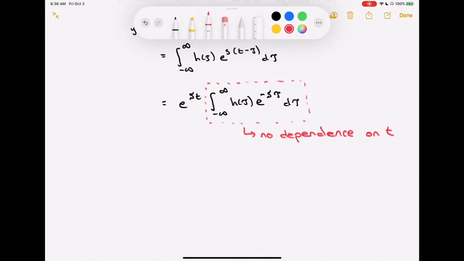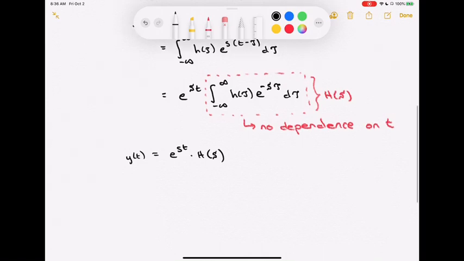And so we will go ahead and write this as a constant with respect to time, but a function of the frequency s. So let's let this whole piece here, that dotted box, that integral there, just be designated by capital H of s, something along those lines. So what do we find? We find that y of t is equal to e to the st times a complex constant that depends on the frequency of the input, H of s.